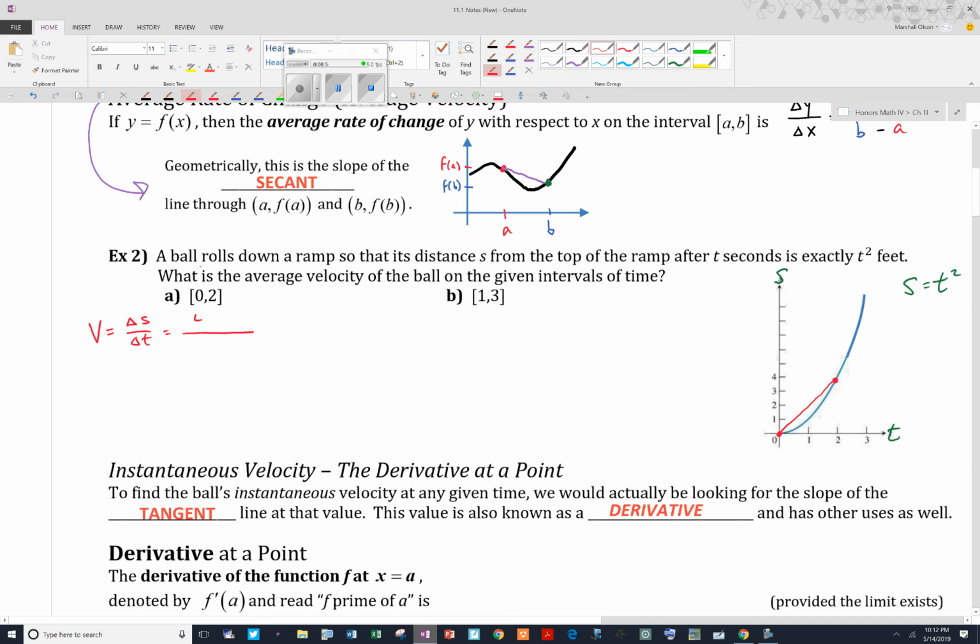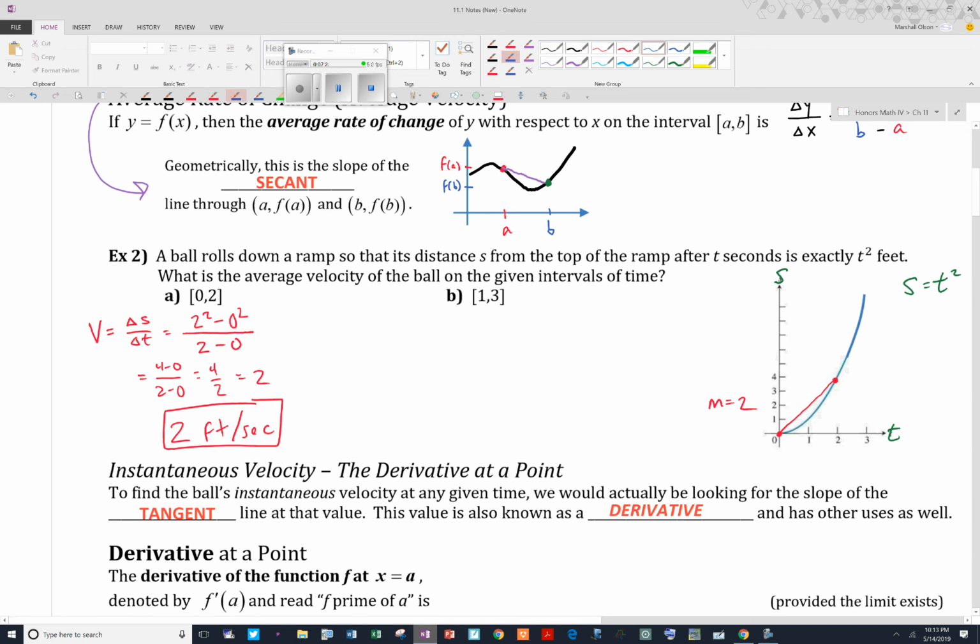I know you know that 2 squared is 4, but I'm just writing it this way so you can see how it's actually coming from that s equals t squared function. So this obviously would be 4 minus 0 over 2 minus 0, just 4 over 2 or 2, which is clearly the slope of that line. Up 4 over 2 is the same thing as up 2 over 1. So the average rate of change from 0 to 2 is 2 feet per second. And the slope of that red line is 2.